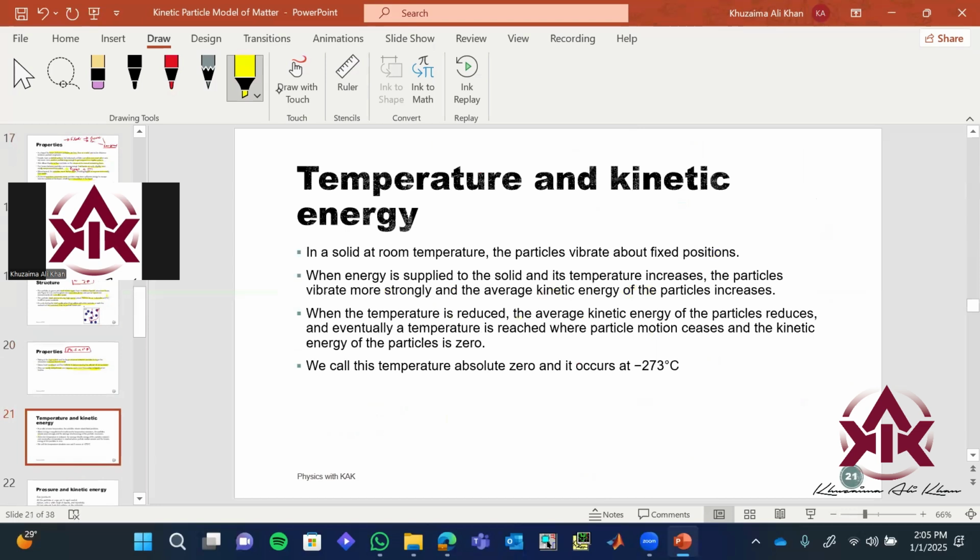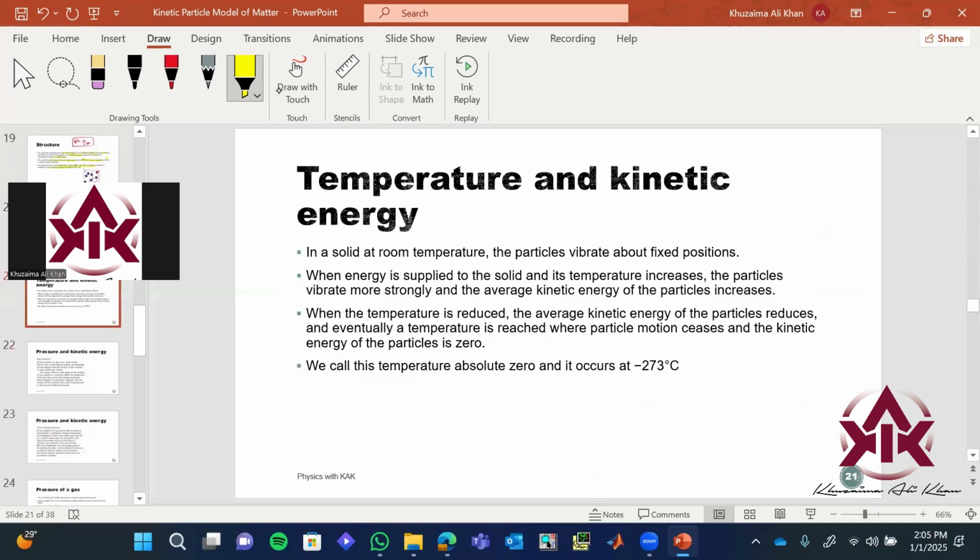Now we have the relation of temperature and kinetic energy. It is a pretty interesting relation. First of all, I would want you to think about this: how can I relate temperature and kinetic energy?